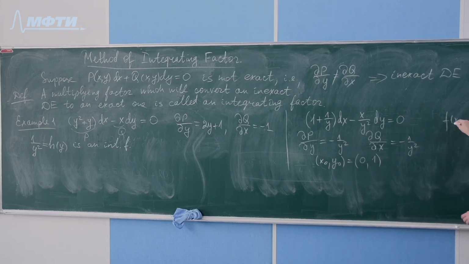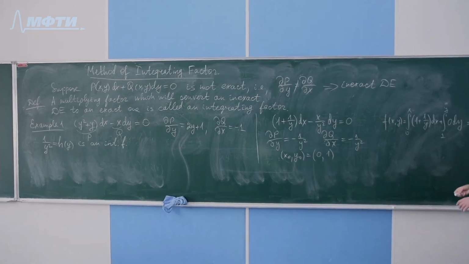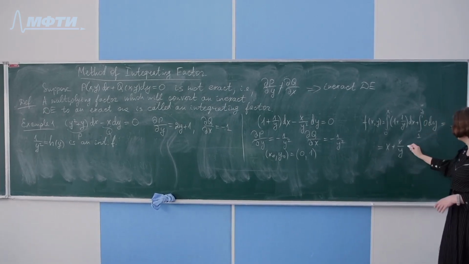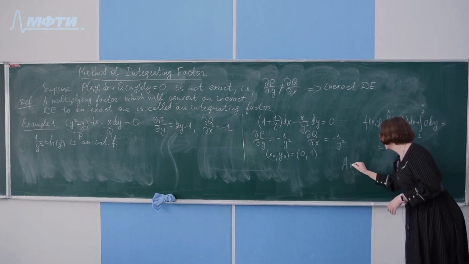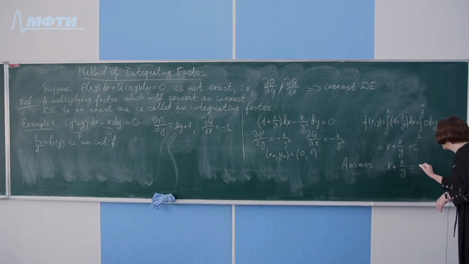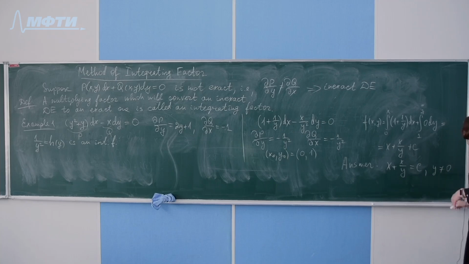And then our function f(x, y) will be the integral from 0 to x of 1 plus 1 over y dx, plus the integral from 1 to y. I must substitute 0 for x, so 0 dy. It is equal to x plus x over y plus c, and the answer will be x plus x over y equals c, where y is not equal to 0. And a particular solution will be y equals 0.